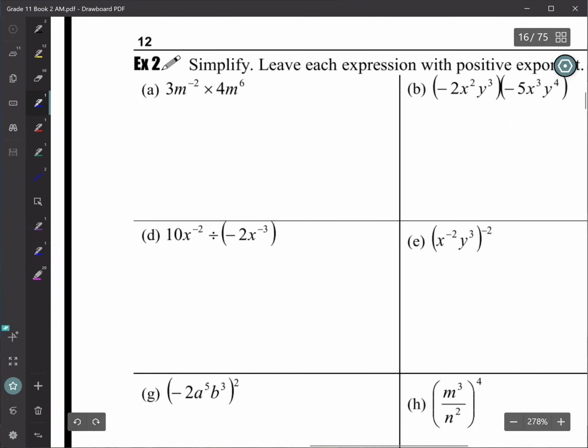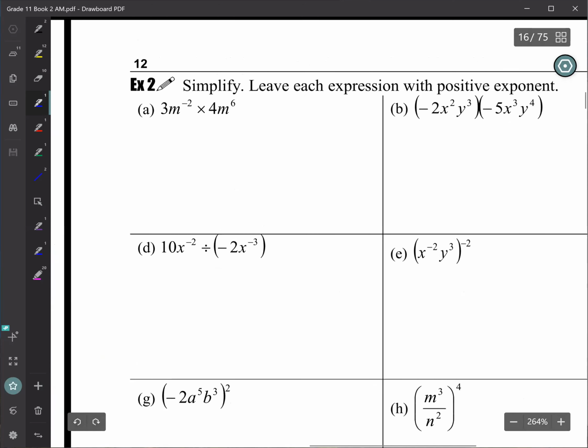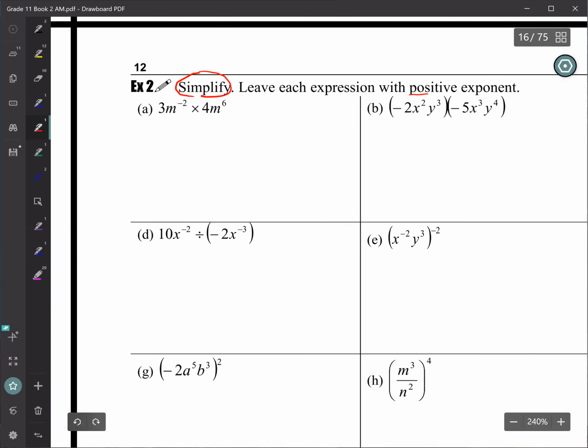So question A. The instruction says simplify, right? So you want to make it as short as possible, and then leave it in positive exponent. Make sure you remember that. If the expression has a mix of numbers and variables, then you need to evaluate the numbers, just like in the homework.